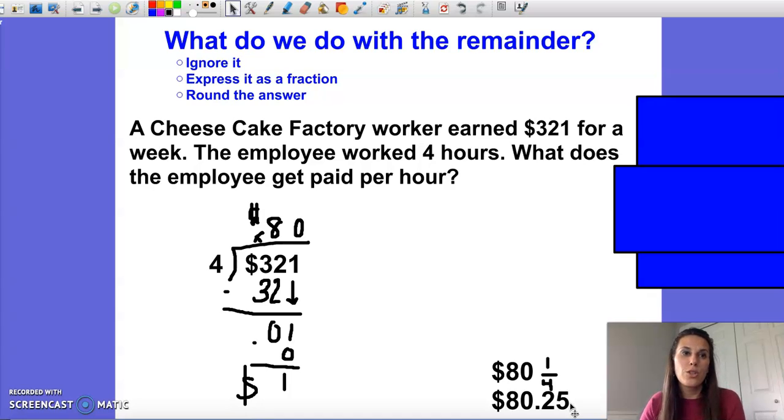Hopefully through this screencast you were able to get a better grasp and understanding of interpreting remainders. And what are the 3 things that you can do with a remainder? Go ahead, tell me. You can, yes, you can ignore it, you can express it as a fraction, and you can round up your answer.